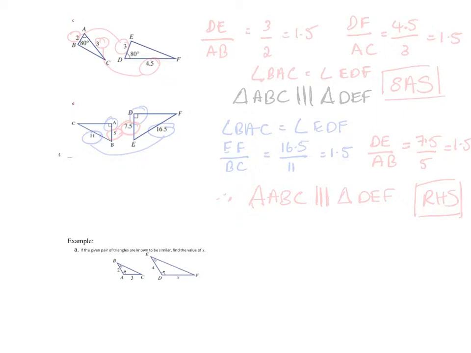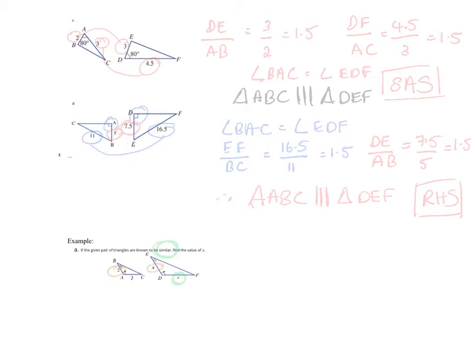This example is slightly different. We're told that the given pair of triangles are known to be similar, so they are similar, we don't have to prove they are, find the value of x. Well, they are similar, which means their sides are in ratio to each other. So let's take a look at a pair of corresponding sides that we already know. The ones that we already know are this one and this one.